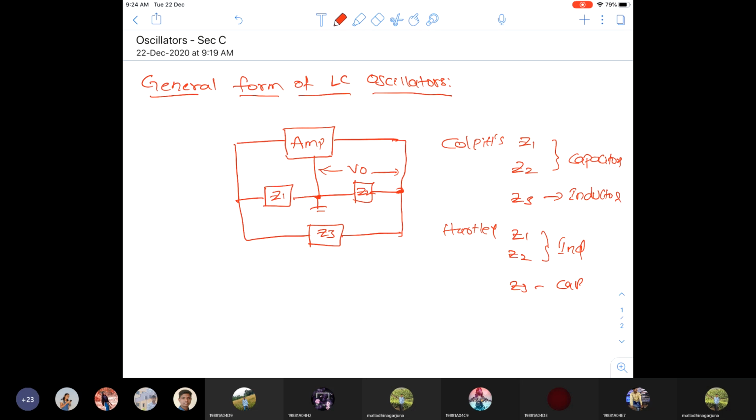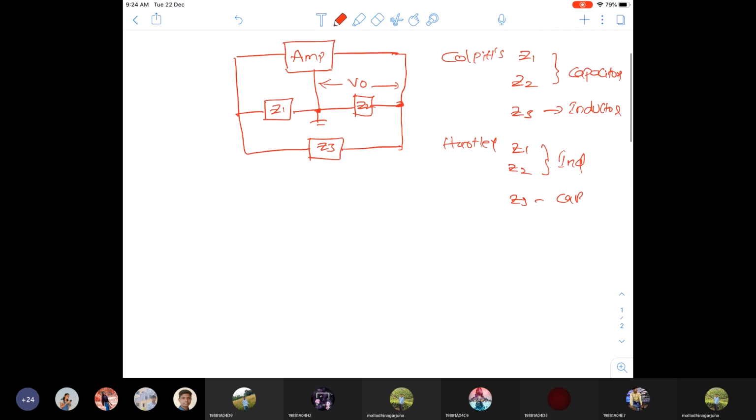That is the reason we are moving to this general form of LC oscillator. Now let us derive the general equation. First of all, let us draw the simplified model. The amplifier is a CE amplifier, so I'm replacing the amplifier with the h-parameter model.